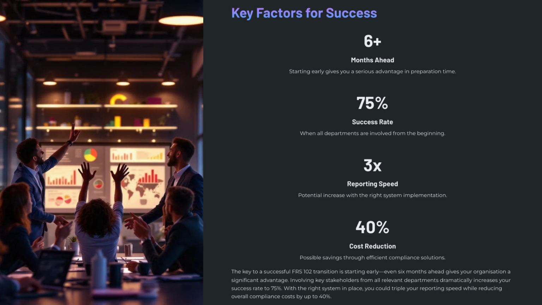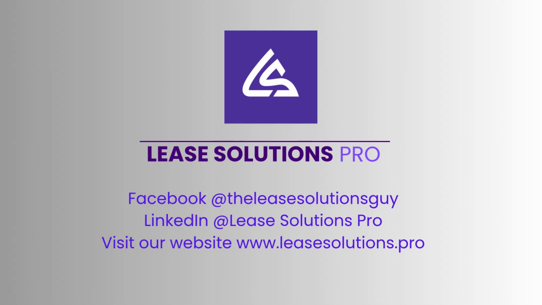Let's talk about a few key success factors. First, start early. Even 6 months ahead gives you a serious advantage. Second, involve your key stakeholders. Success rates jump to 75% when all departments are engaged from the beginning. And finally, with the right system, you could triple your reporting speed and cut costs by up to 40%. Look, lease accounting under FRS 102 isn't going to fix itself. But with the right plan, the right tools, and a bit of teamwork, you can turn it into an opportunity instead of a compliance headache.